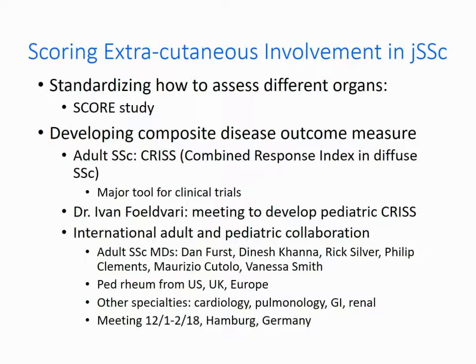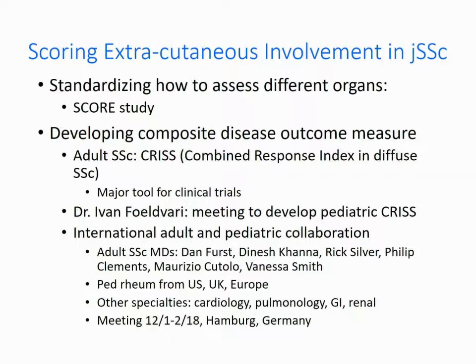So scoring extracutaneous involvement in systemic sclerosis is also important. In the SCORE study, which is a Scleroderma Foundation-sponsored study where Dr. Torok is the PI and Dr. Stevens and I are the co-Is, we are going to be evaluating different ways to assess some of the organs. We're also trying to develop a composite disease outcome measure, which is based on the adult work on what's called the Combined Response Index in Diffuse Systemic Sclerosis, or CRISS. This outcome measure looks at several features, not just the skin scoring, but also lung, and patient and physician assessments.